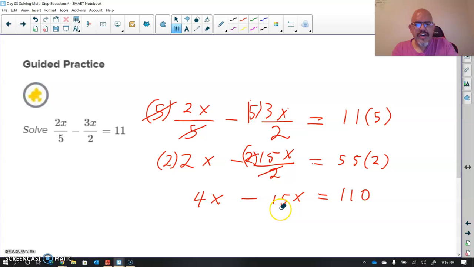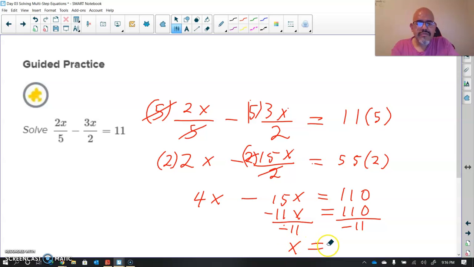And that's going to leave behind, I'm going to take the 4x and the 15x and combine like terms. That gives me negative 11x, sorry, I don't know why I'm thinking 9. Negative 11x equal to 110. Divide everything by negative 11. That leaves us with x equal to negative 10. And that's my answer. I could check it, of course, but I'm not going to do that right now.